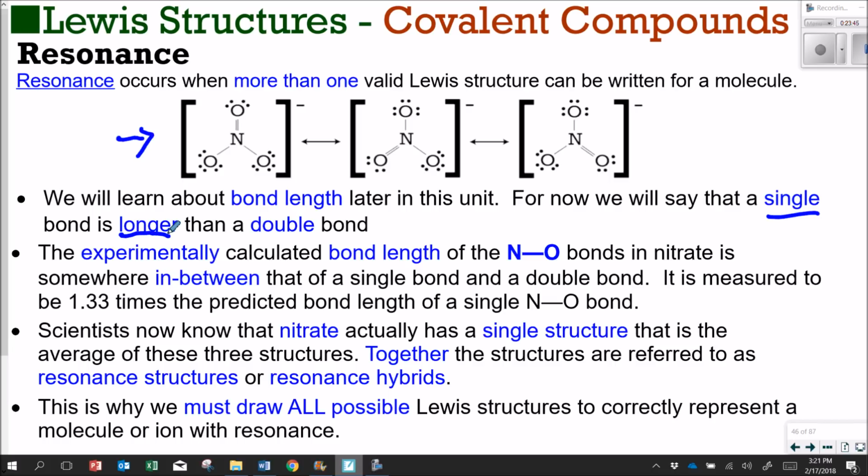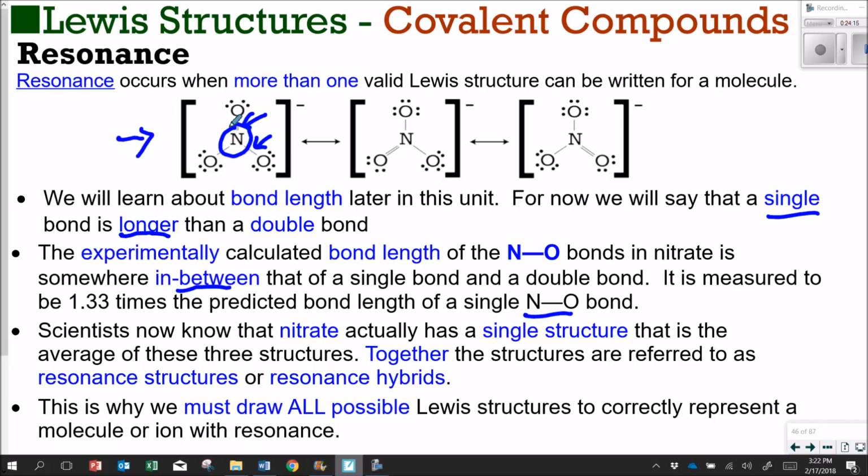The experimentally calculated bond length of the nitrogen-oxygen bonds in nitrate is somewhere in between that of a single and a double bond. And it is measured to be about 1.33 times the predicted bond length of a single NO bond. So it is somewhere in between the length of a double bond and a single bond for all 3 of these bonds.